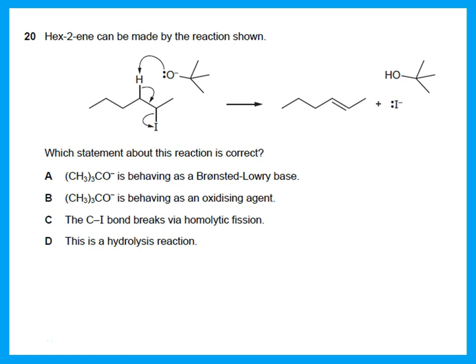Do you remember what homolytically means? Homolytic means one electron goes to each of the atoms. No, the arrow going to I shows that both electrons are going to I. So this is not homolytic. This is heterolytic fission. Is this a hydrolysis reaction? No. Hydrolysis means it should involve water somewhere that we use to break the bonds. So my answer actually is A.